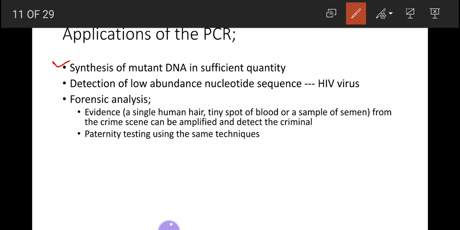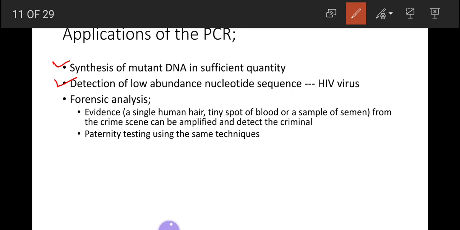The next application of the PCR is the detection of low abundance nucleotide sequence. For example, HIV virus. These viruses have a long latency period, right? They have the long latency period and they are difficult to detect at early stage of infection.